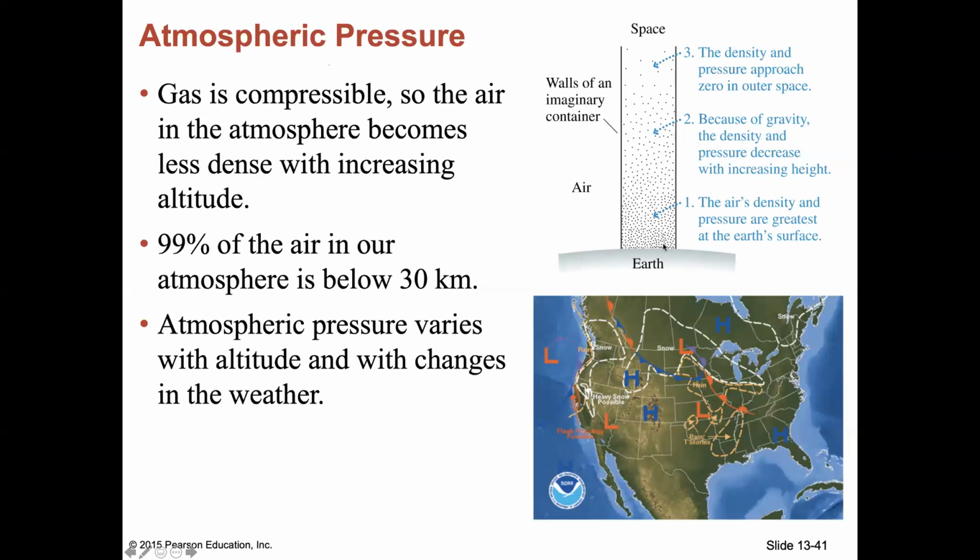For example, this is the Earth. If we consider the density of air, you will find that at the bottom of the Earth, the air's density is higher and the pressure is higher. When we go up, due to the gravity of the air, the density and the pressure of air become less and less. 99% of the air in our atmosphere is below 30 kilometers. Atmospheric pressure varies with altitude and with change in the weather.